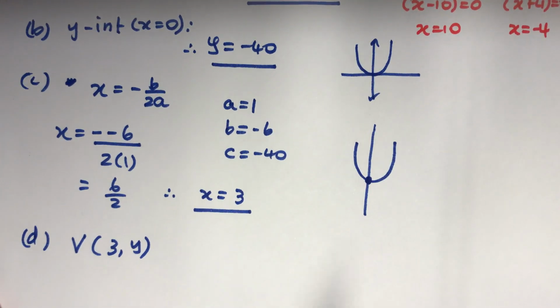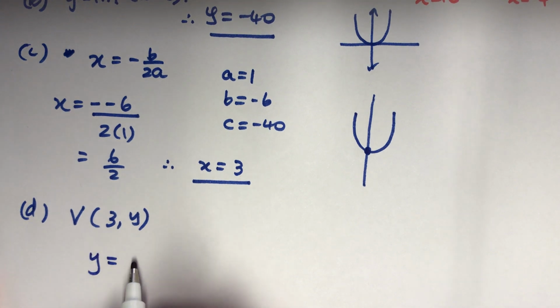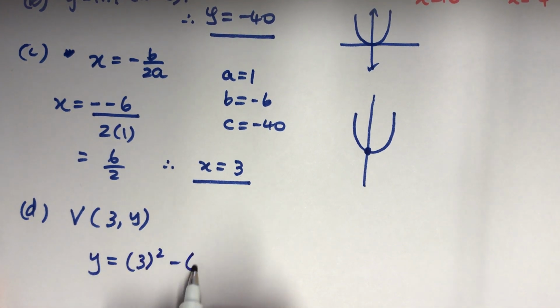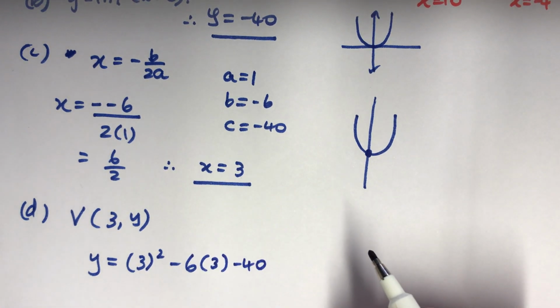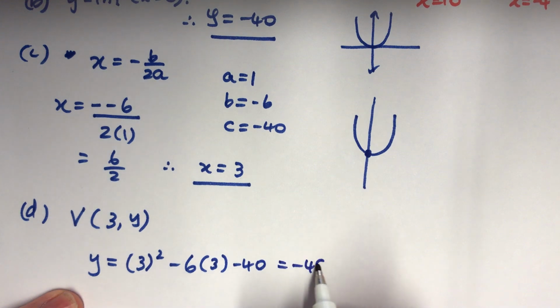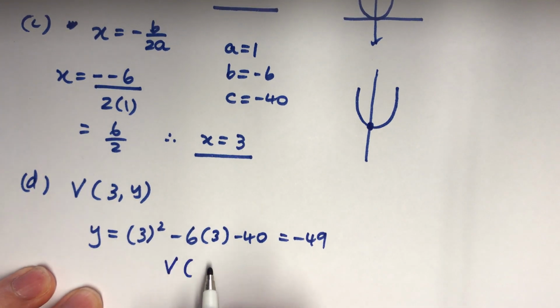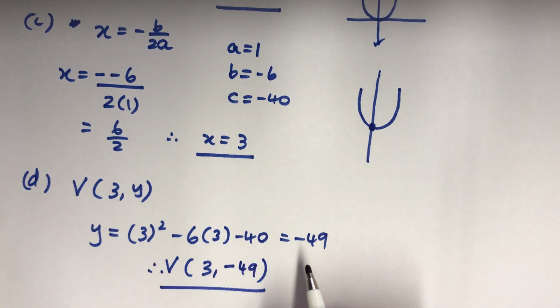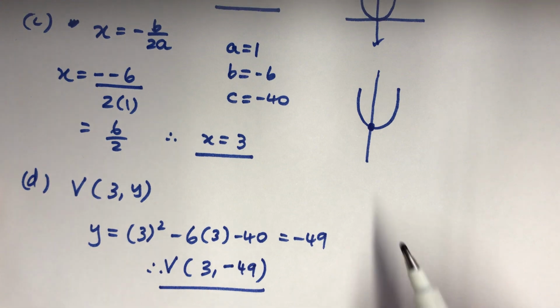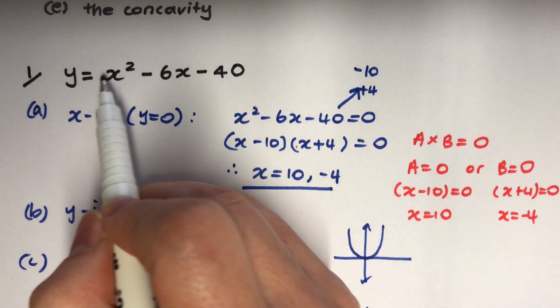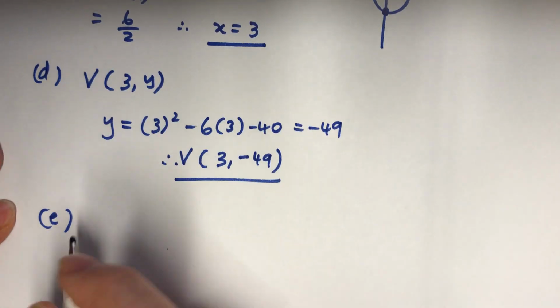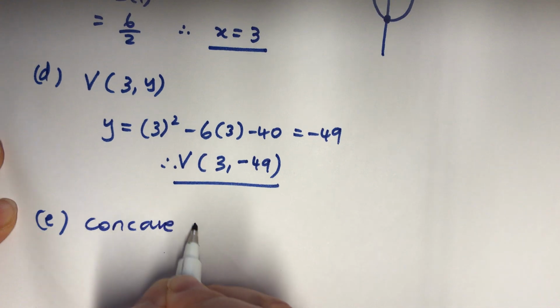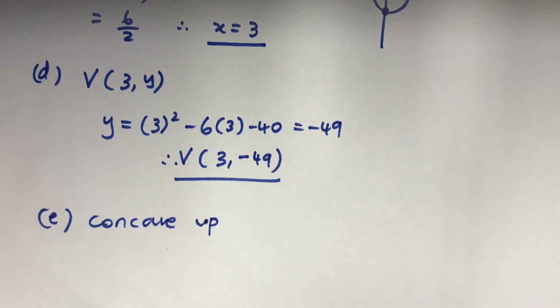All you have to do is, when x equals 3, find what my y value will be. You just have to put that in. So let's have a look. Y equals 3 squared minus 6 times 3 minus 40. When you put it all in your calculator, you will get minus 49. So your vertex will be 3 and minus 49. Now, e is concavity. Because it's a positive coefficient right there, it is concave up. So I'm just going to write concave up. Okay, so that's what I got.